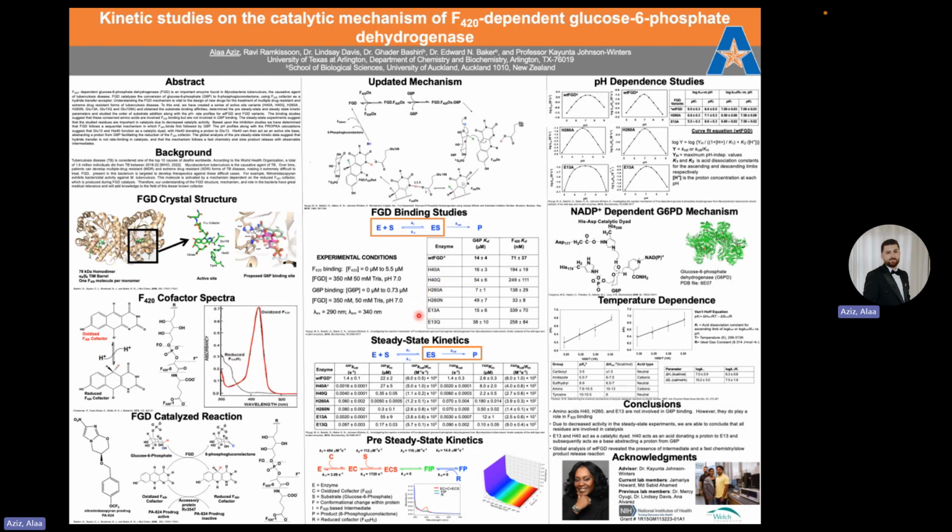We looked at the additional amino acids in our active site. We found histidine 260 and glutamate 13. We mutated those, and we also continued our studies on histidine 40. Our binding studies suggest that these amino acids play a role in F420 binding, but not glucose 6-phosphate binding. Our steady state kinetics showed that these variants are pretty much dead, suggesting that they play an important role in catalysis. But this doesn't tell us whether or not they are the active site base.